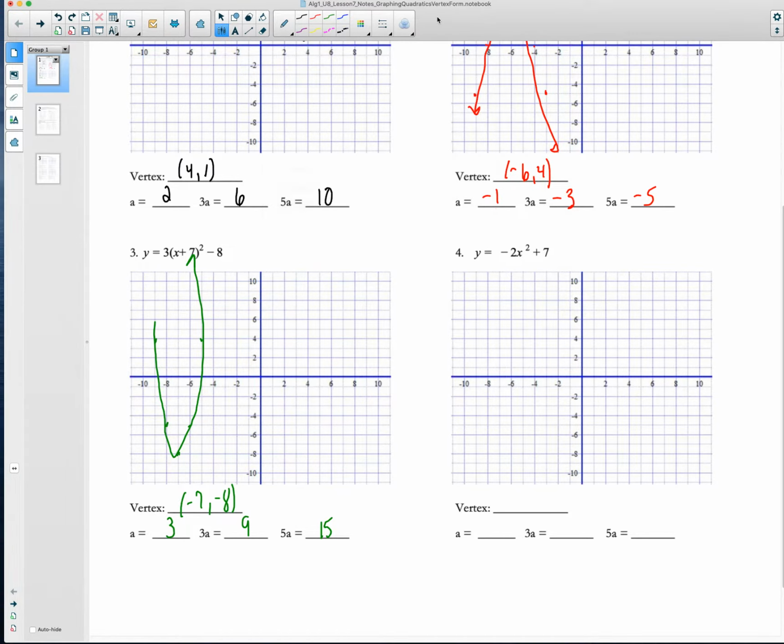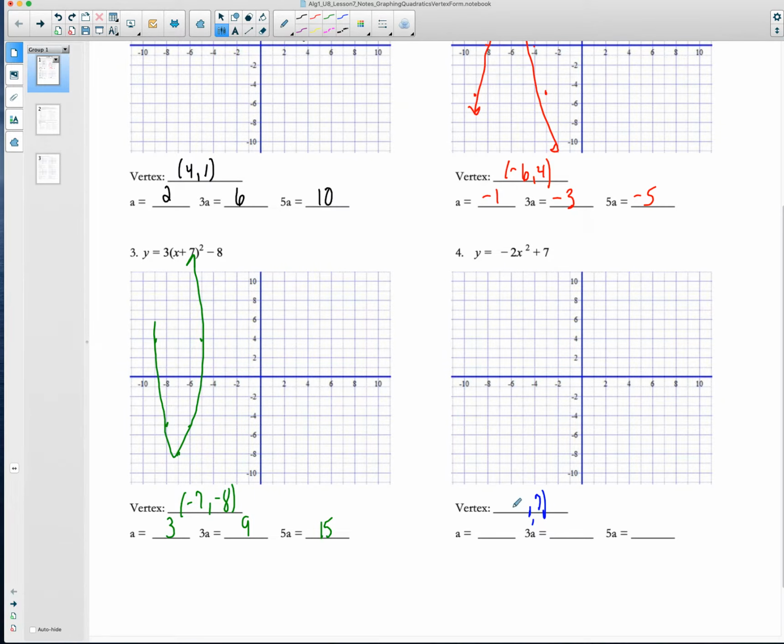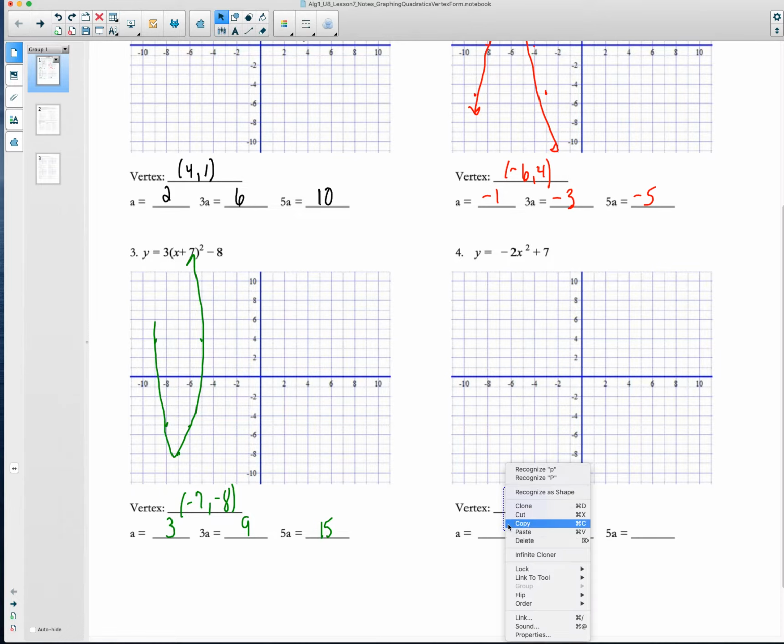And notice this one's a little challenging because we don't have the parentheses here. There is no h value. And if there's no h value, that means our vertex is going to start with our x value of 0. All right, and then our k value would be 7, just like what we see outside like normal, like we did the first couple of problems. So remember, no parentheses when we're in vertex form tells us that the x value would be 0.